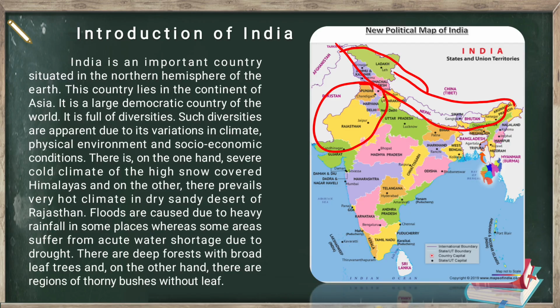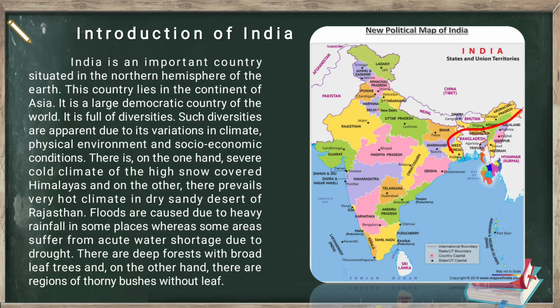Floods are caused due to very heavy rainfall in some places, whereas some suffer from acute water shortage due to drought. So Assam, the river Brahmaputra, it is flooded every year. Yes, we receive heavy rainfall during the summer. So every year, this Brahmaputra river is flooded. I could not draw the Brahmaputra river. So yeah, this Brahmaputra river is flooded every year.